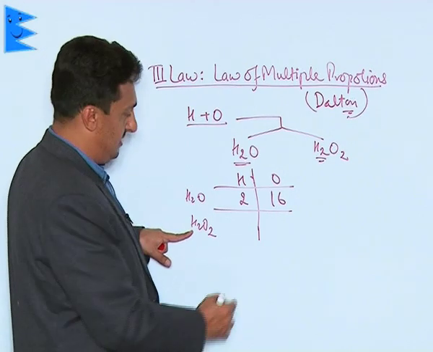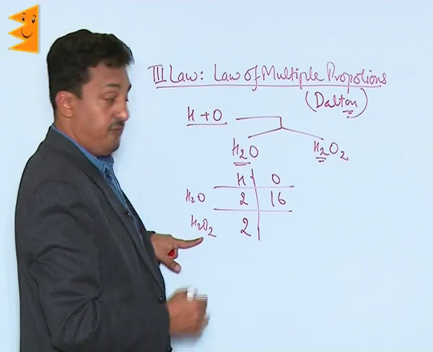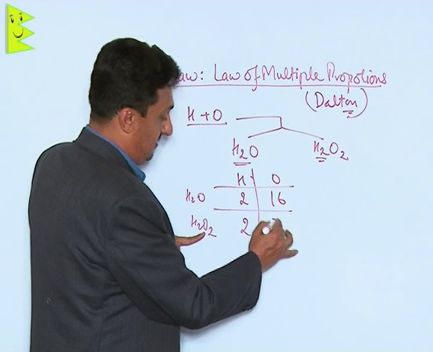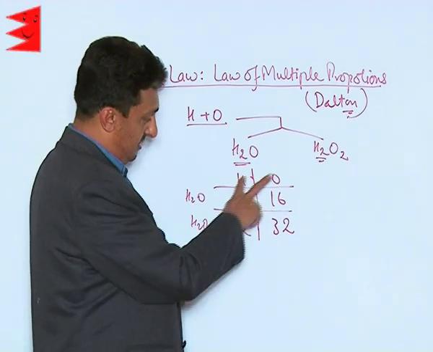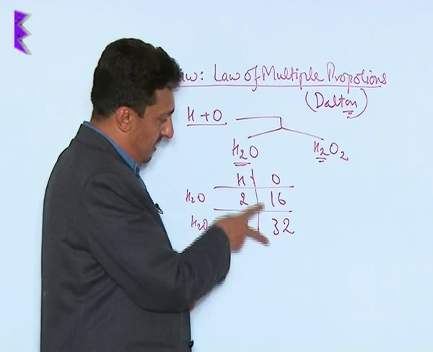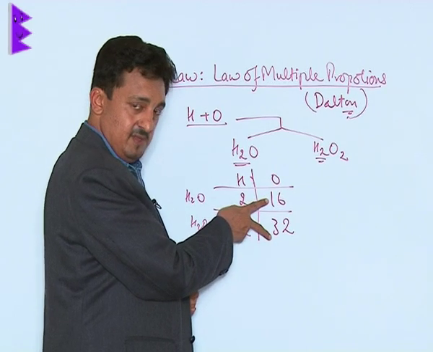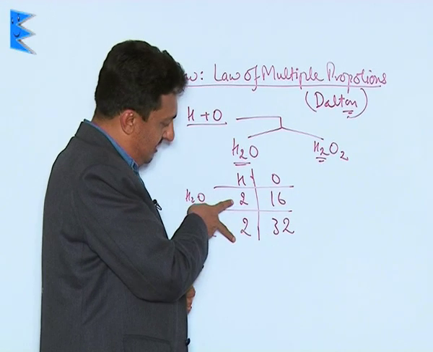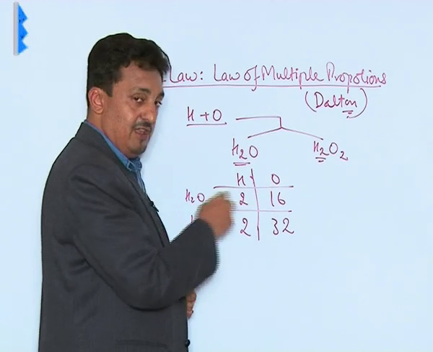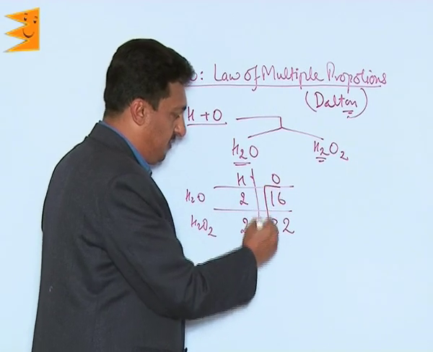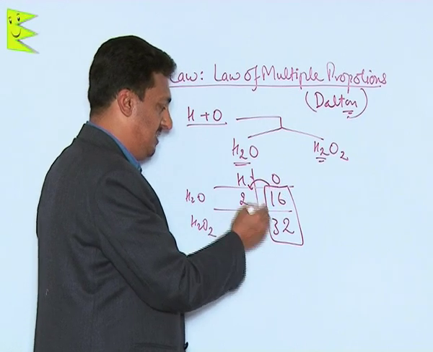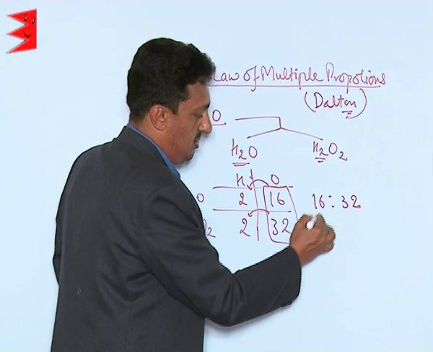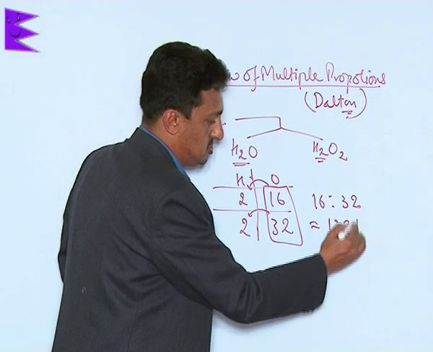Now let's move to the hydrogen peroxide. What is the mass of the hydrogen in the hydrogen peroxide? It's 2 grams for 1 mole, definitely. And what is the mass of the oxygen in the hydrogen peroxide? It's 32. From this data, it is very clear we have different masses of oxygen. As per the definition, different masses of one of the elements combining with the fixed mass of the other bear a simple ratio with each other. These two different masses of oxygen which are combining with the fixed mass of the hydrogen bear a simple ratio, which is 1:2.